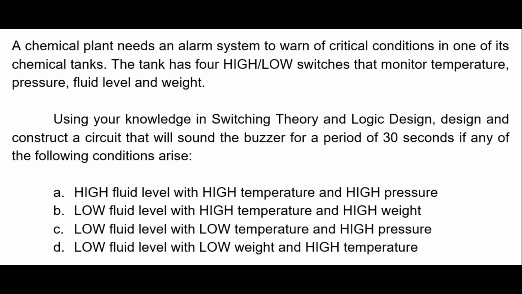We have 4 variables to consider for the chemical alarm system to trigger. The alarm system will trigger in these 4 conditions. First, when it detects high fluid level with high temperature and high pressure. Second, when it detects low fluid level with high temperature and high pressure. Third, when it detects low fluid level with low temperature and high pressure. And the last condition, when it detects low fluid level with low weight and high temperature. To solve this problem, we are going to use the concept of Boolean algebra and K-map.